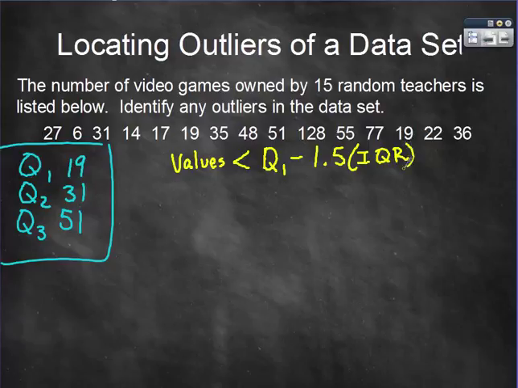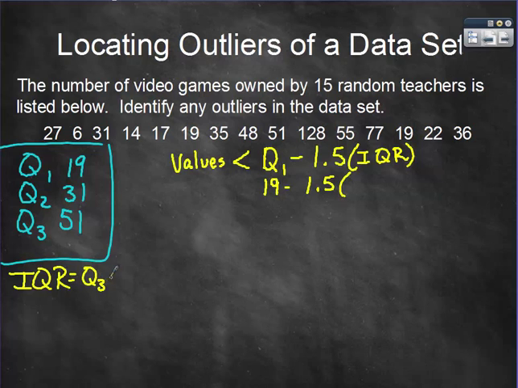I'm going to plug in my information. I know quartile 1 is 19. I have 1.5 times my interquartile range, but I don't have that calculated yet. So if I want to find my interquartile range, we know that it's simply going to be quartile 3 minus quartile 1. Quartile 3 is 51, quartile 1 is 19. Therefore, my interquartile range is going to be 32. So from here, I know my interquartile range now is 32. Following the order of operations, 1.5 times 32 is going to be 48.